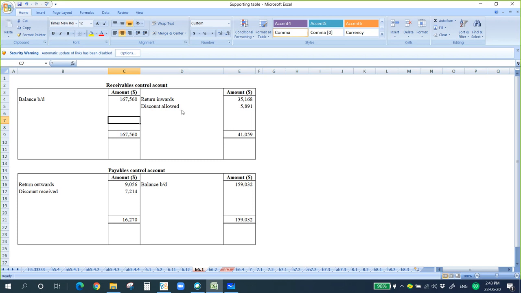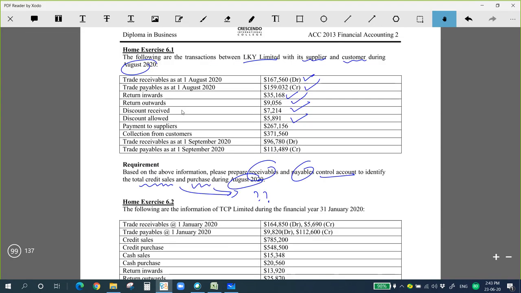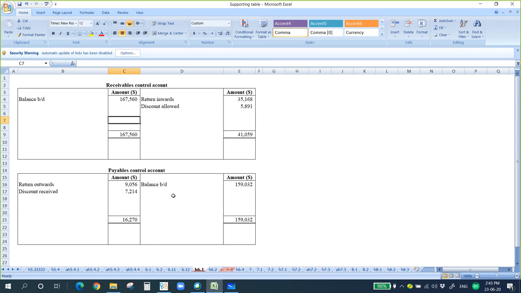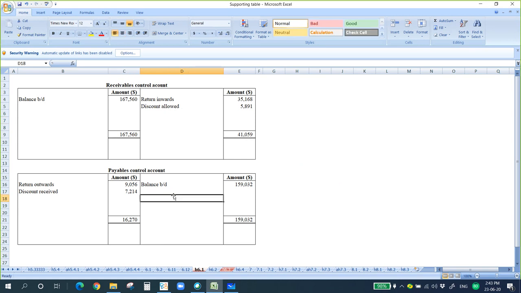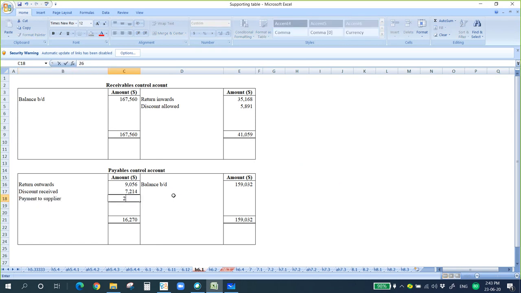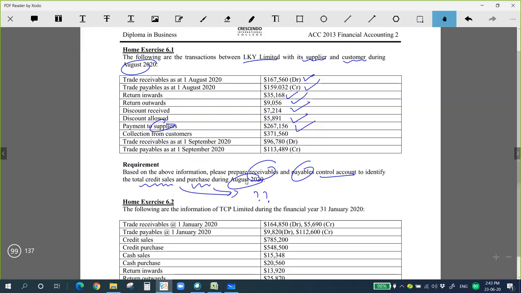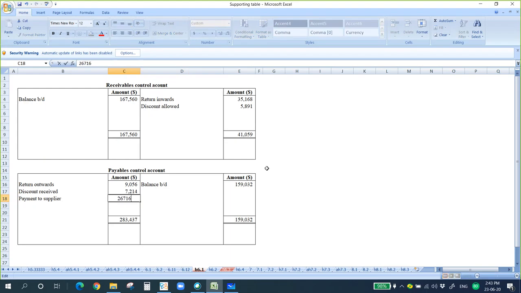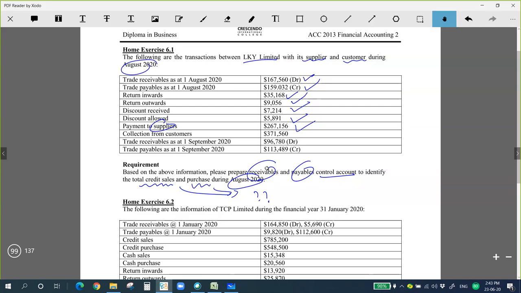So next one, payment to supplier. So obviously this is the amount that we pay to supplier, right? So in the payable control account. But my question is, I have to record in debit or credit? Debit or credit in your payables control account? Debit, when we make payment to our supplier. So we just write payment to supplier, 267156.